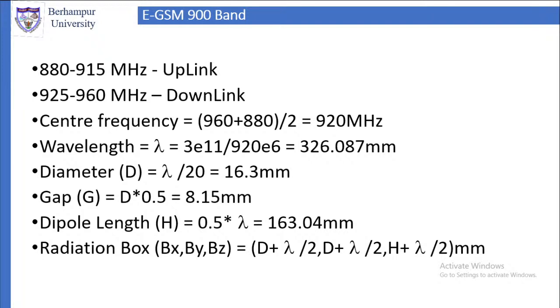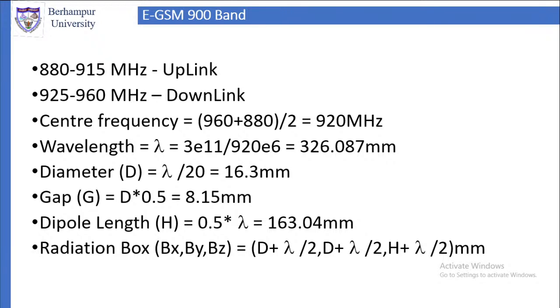Once we know what lambda, the wavelength, is, we will find out the diameter of the dipole antenna that we are going to use. What will be its diameter? Diameter D is approximately lambda by 20. So for this design, let us take it as lambda by 20. It should be much smaller than lambda by 10, so we are taking lambda by 20.